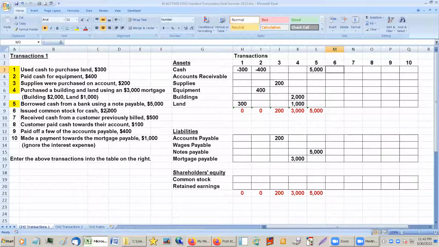Okay, number 6. Issued common stock for cash. Okay, so issue just means that we sold it and we sold it to the owners. So we're not selling any merchandise or anything here. What we're selling is ownership. So they got cash and now we have $2,000 more owners.